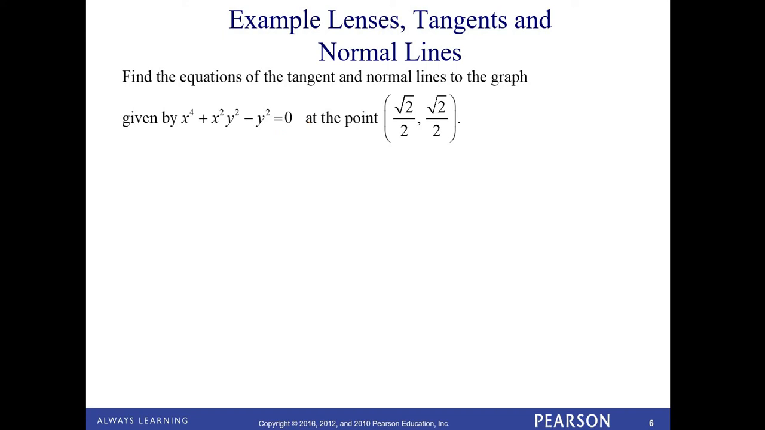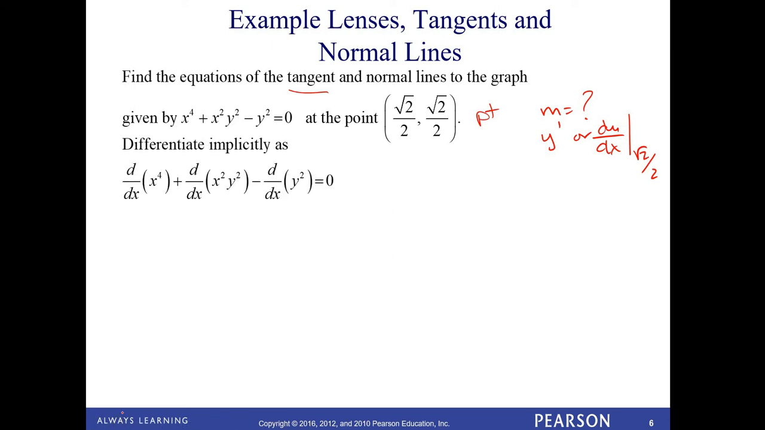Now this is an ellipse function. And we want to do all of this at the point root 2 over 2. So the first thing to do to write an equation, since we already have our point, we need to find the slope. The slope is y prime, or dy dx, evaluated at root 2 over 2. So that's how we find our slope. So using our implicit differentiation, d dx of x to the fourth plus d dx of x squared y squared minus d dx of y squared equals 0.